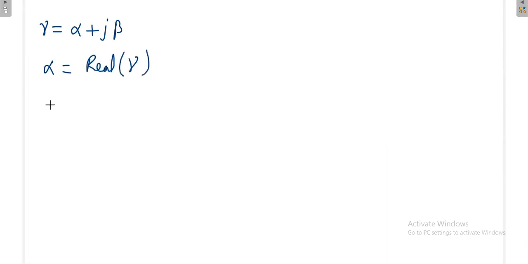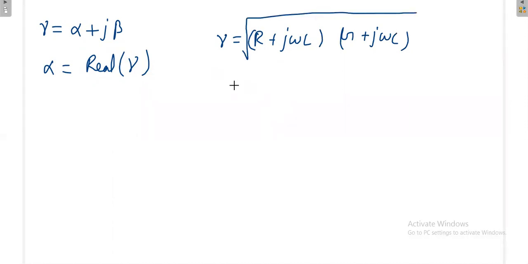But you should know what is gamma. Gamma means the square root of R plus j omega L times G plus j omega C. Once again, even if you take the real part of gamma, you need alpha. That is always a function of what?